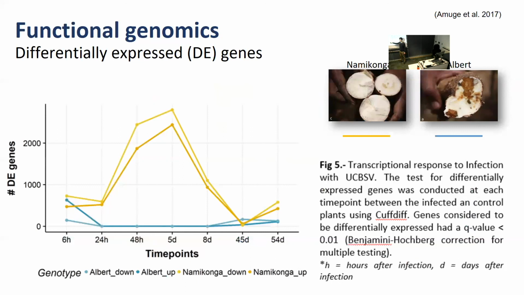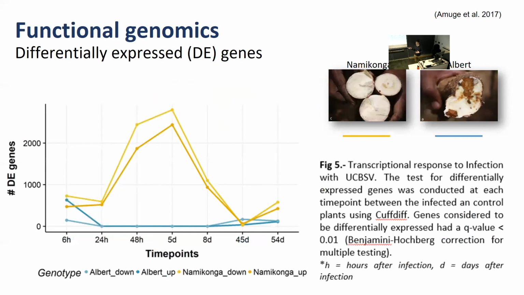And what we observe here is that the resistant plant in yellow has a lot of differentially expressed genes. It's really aware that it's being infected. While the Albert plant is susceptible, it has a really mild response at 6 hours and then nothing. No difference in the transcriptional pattern between the control and the infected ones in all these time points. It just starts reacting when it's basically too late. So then we start thinking, how can we use this transcriptomic data to weigh the genomic prediction models?